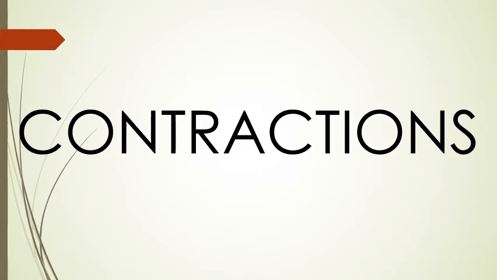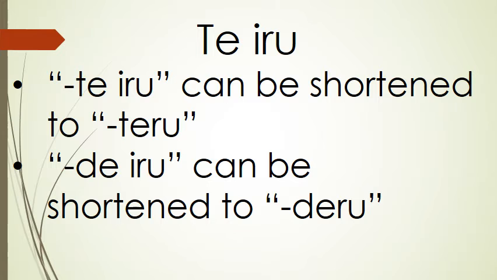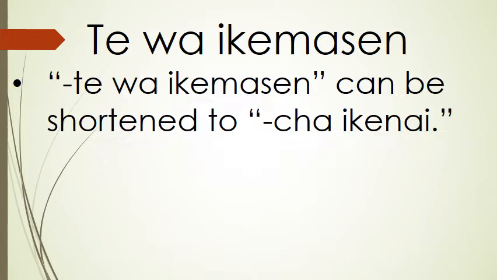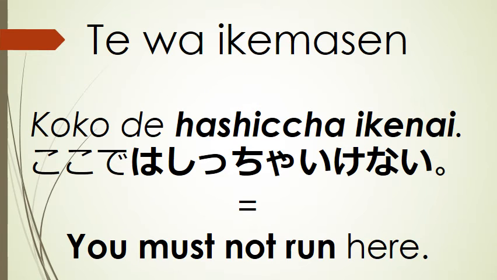Now we are going to look at using contractions in the short form. First, let's take a look at te iru. Te iru can be shortened to teru in short form, and de iru can be shortened to deru. So if I said ban gohan o tabeteru, that would mean I am eating dinner. Te wa ikemasen can be shortened to cha ikenai. So if I said koko de hashicha ikenai, that would mean you must not run here.